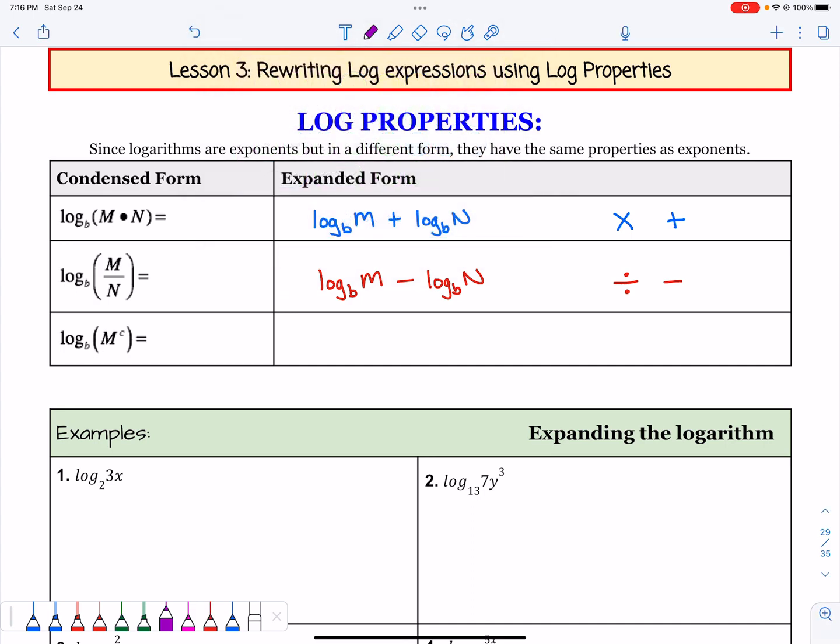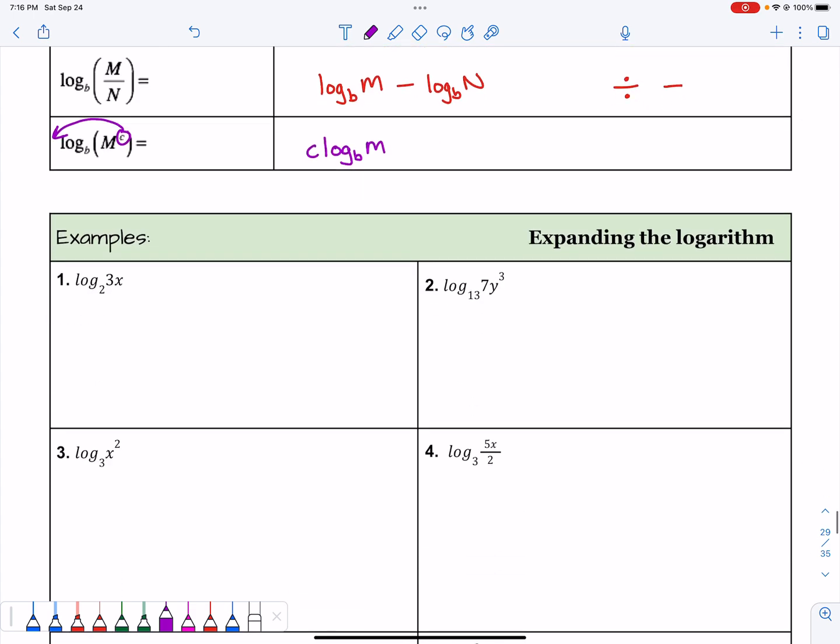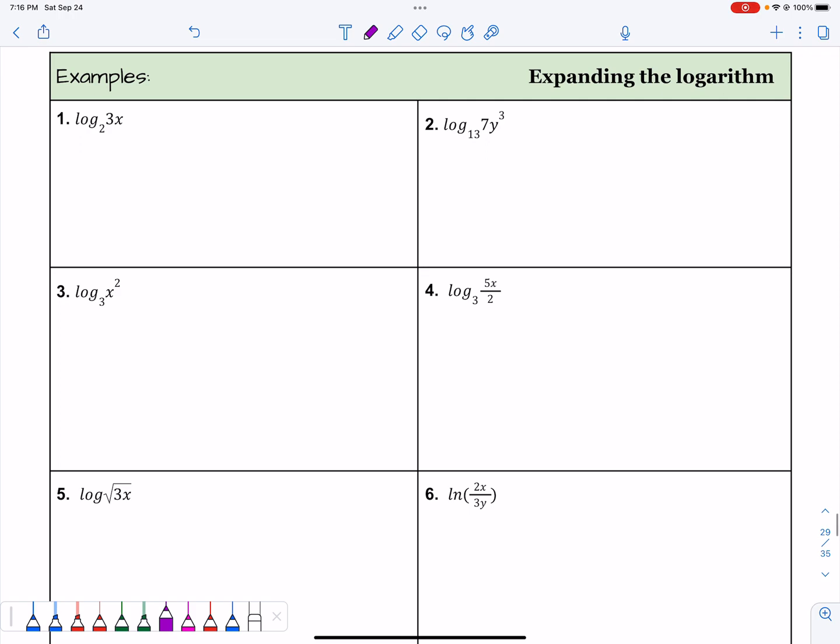The only other property we use for logs is called the power property. That's when you're given an exponent on what you're taking the log of. In order to expand the log, you simply have to move that exponent out front. So it just goes out front to be called expanded. And when you condense it, you have to move it to the back. So let's look at a few examples of expanding the logs using these three properties.